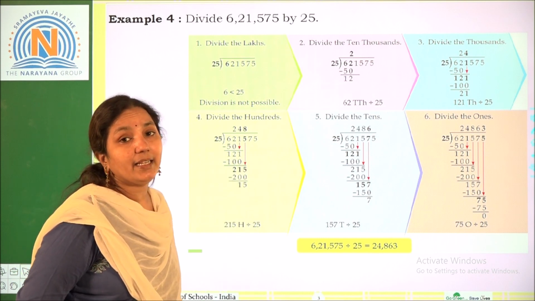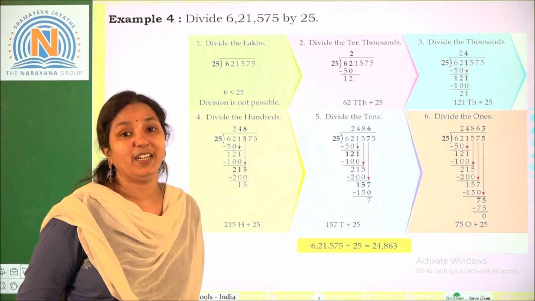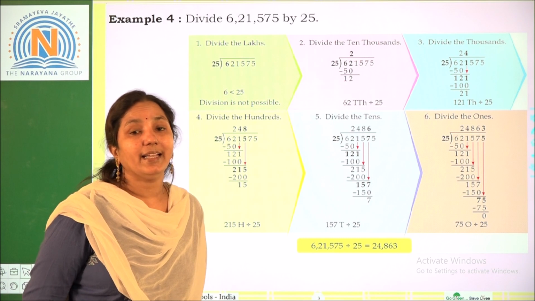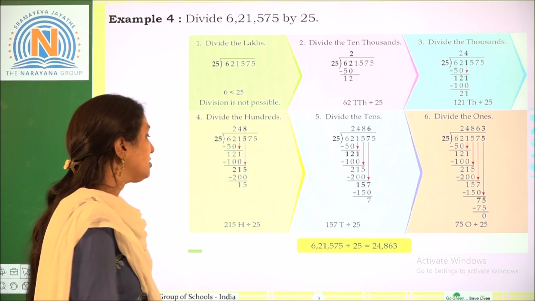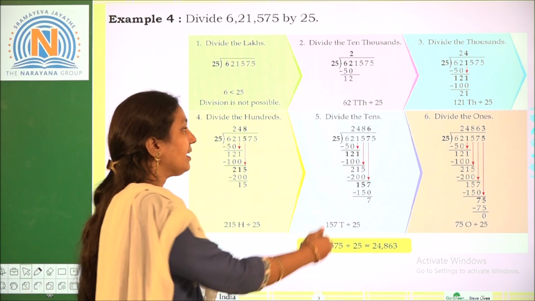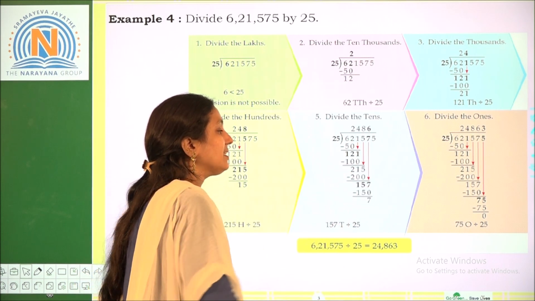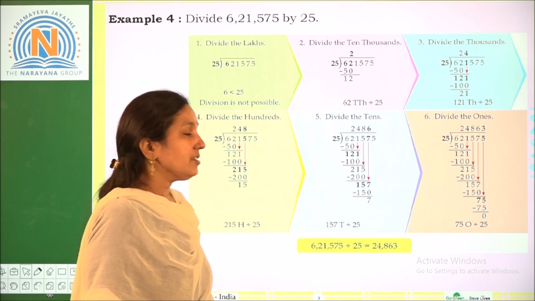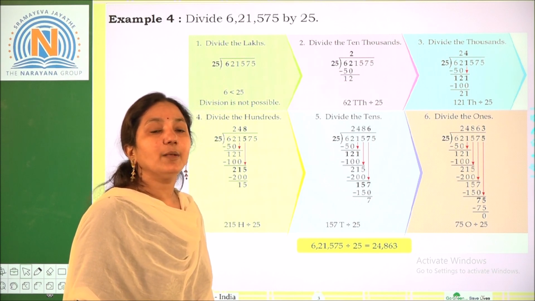Can we take 9 times? 9 25s, how much? 225. We cannot. So we can take approximately 8 times. 8 25s are 200. So 215 minus 200 equal to 15. Now take the next place, the tens place, which is 7. 157. So 157 approximately we have to divide. How many times can we take?